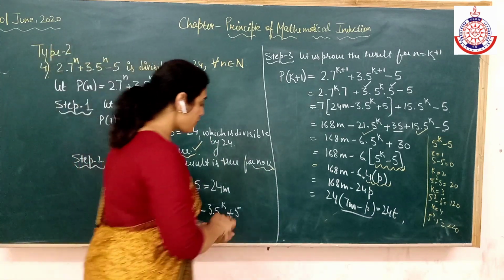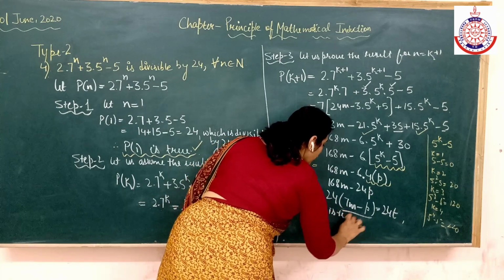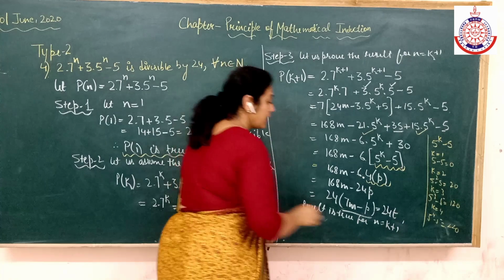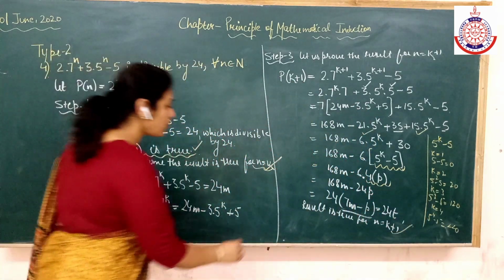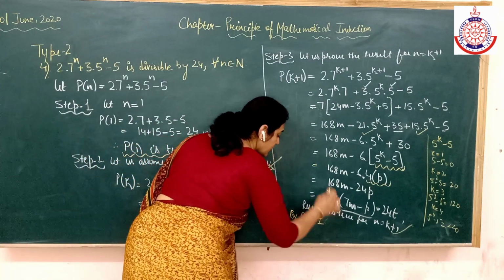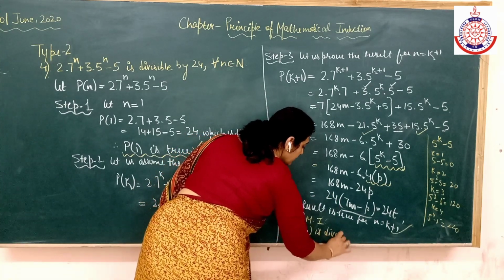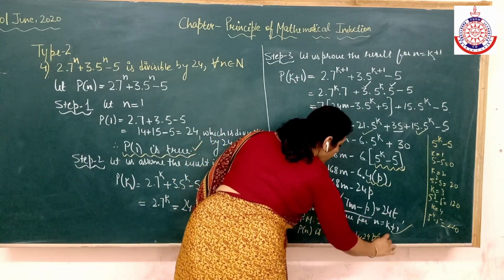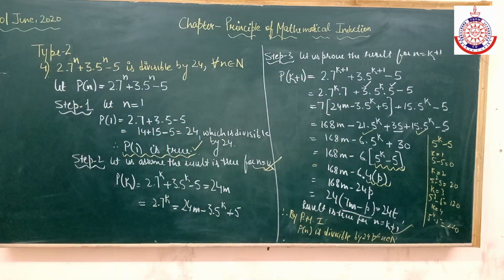The result is true for n is equal to k plus 1 whenever the result is true for n is equal to k. Therefore, by PMI, this P(n) is divisible by 24 for all natural numbers n. Alright? Is it clear to everyone?